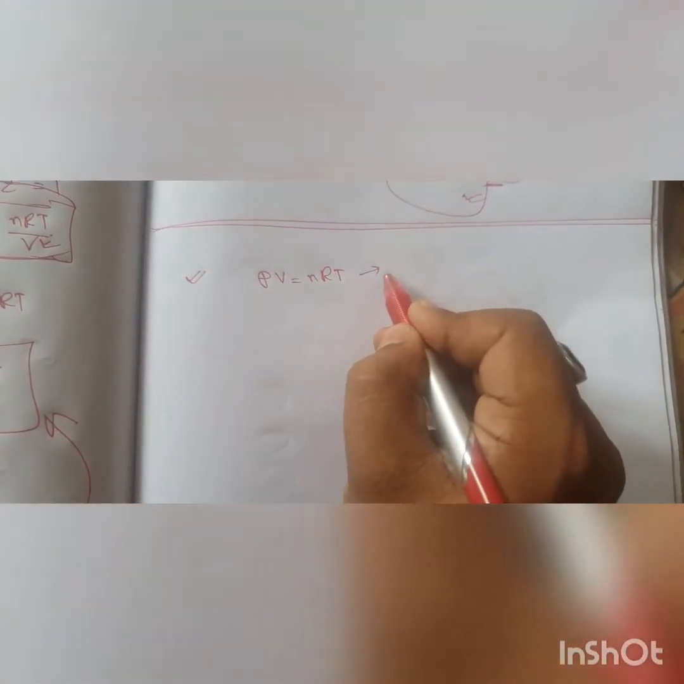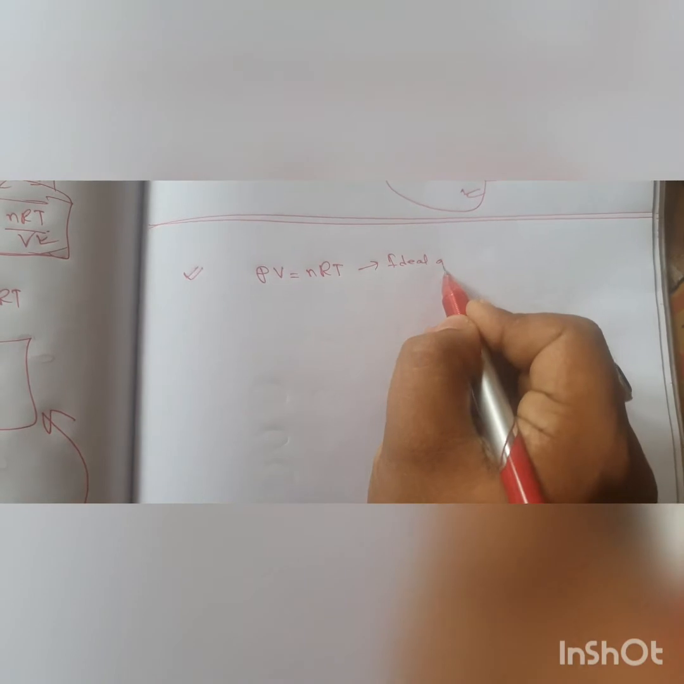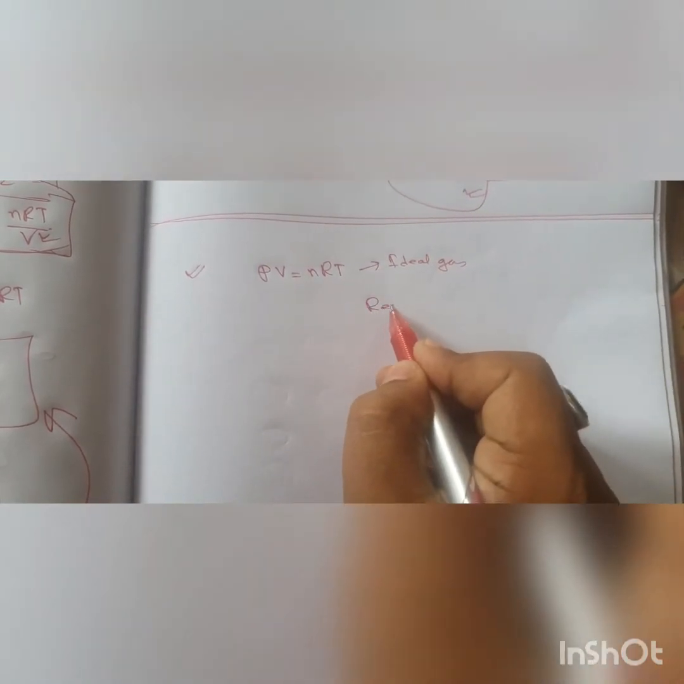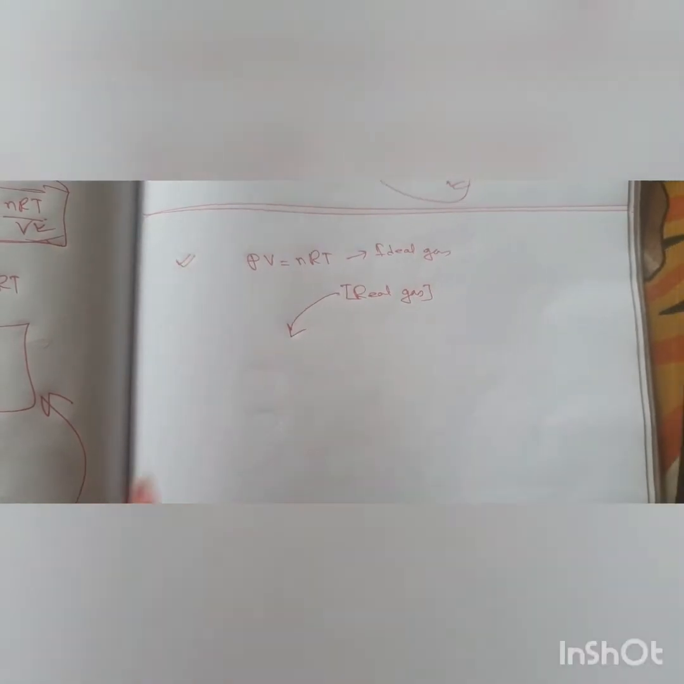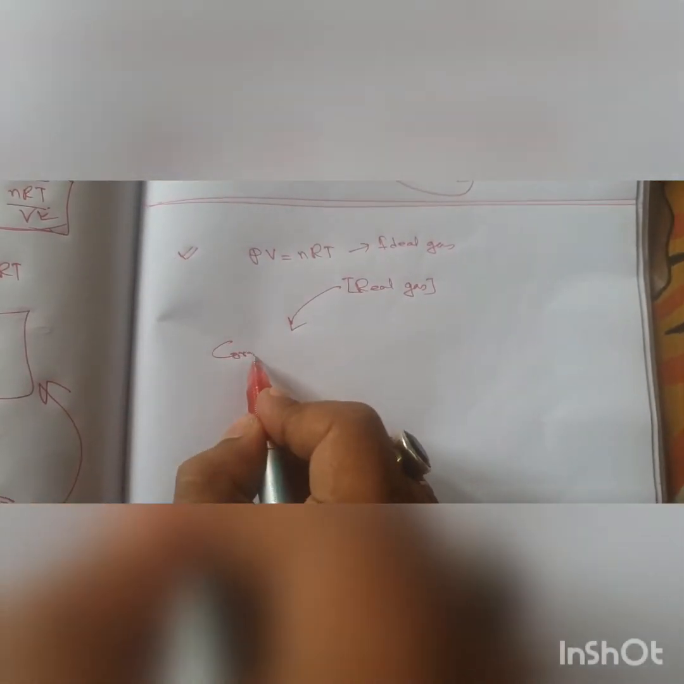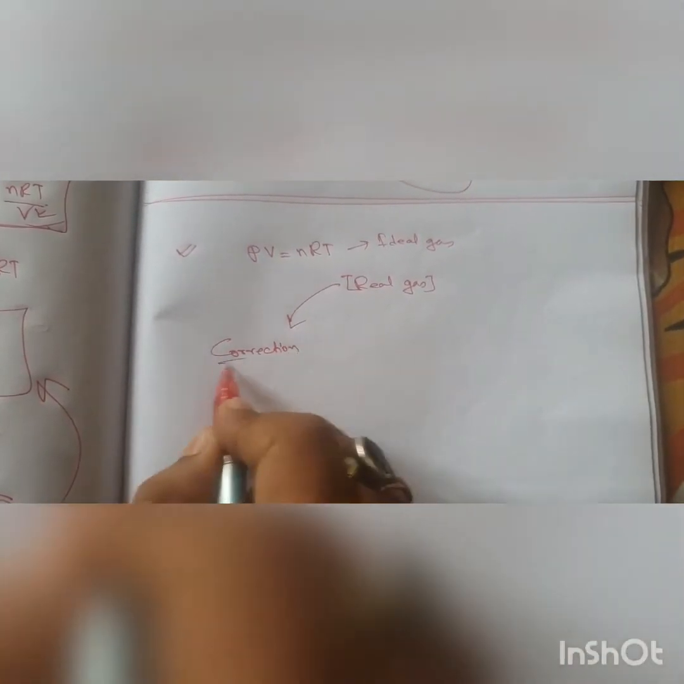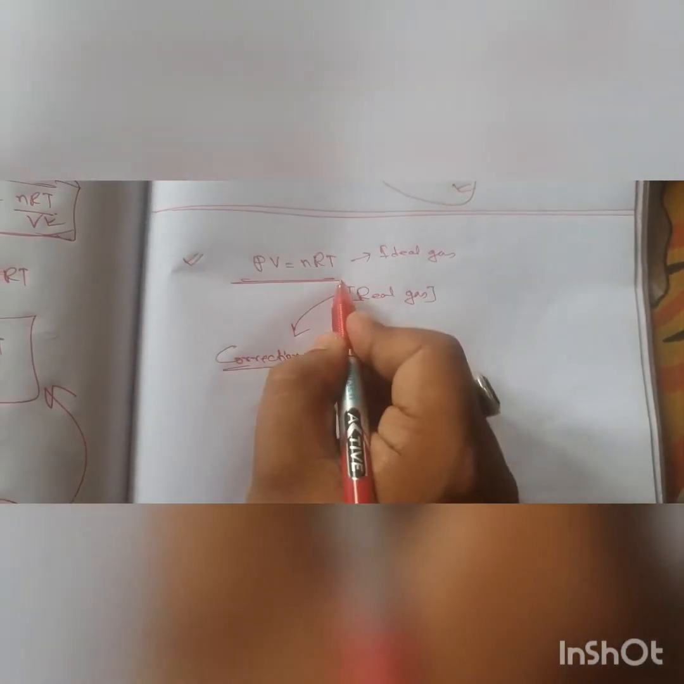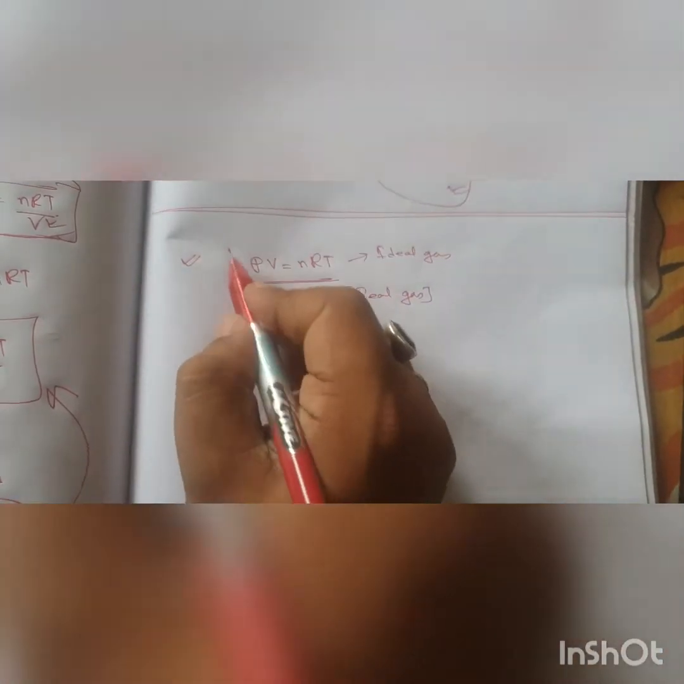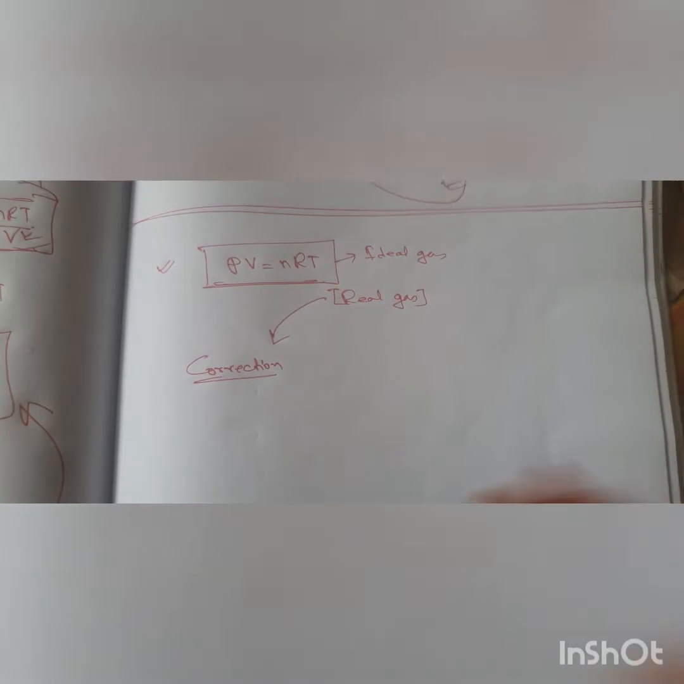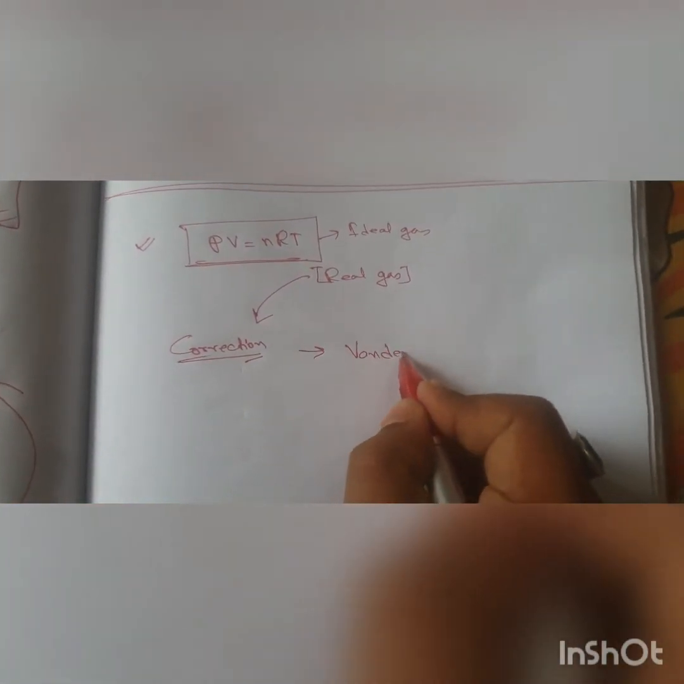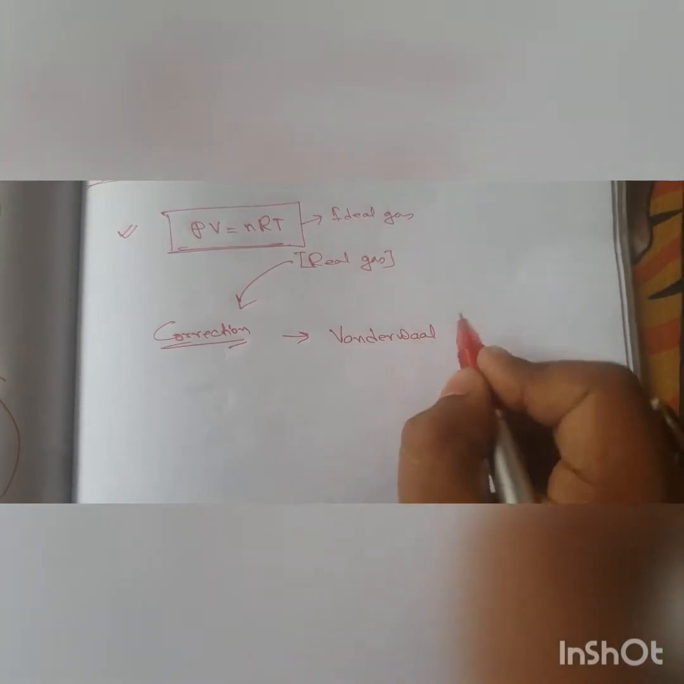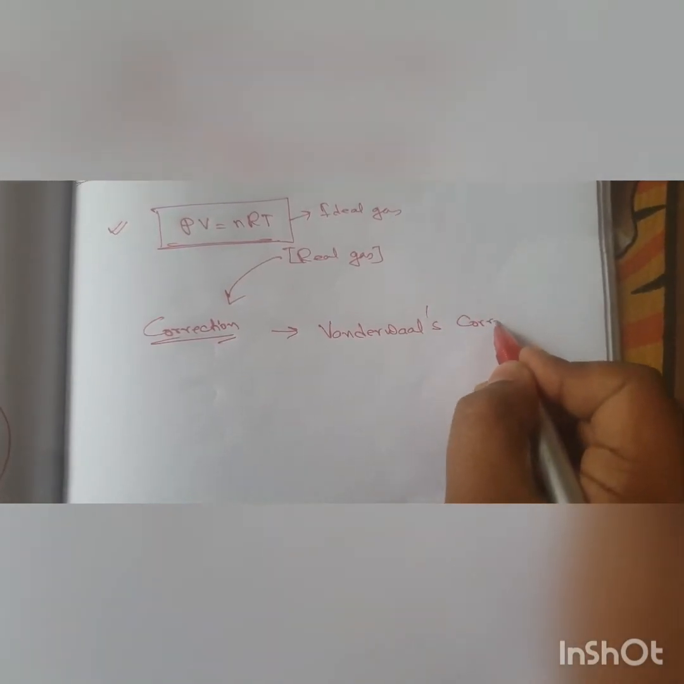that the equation PV equals nRT, which is followed by ideal gas, is not followed by real gas. The reasons are well explained, but there has to be a correction of this equation. So this correction was proposed by Mr. Van der Waal. So that's why we call it Van der Waals correction.